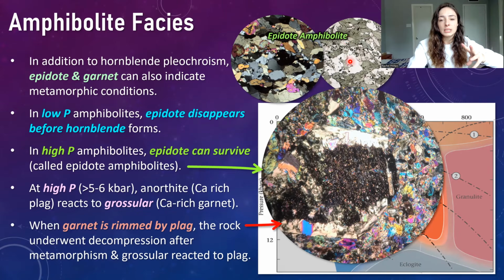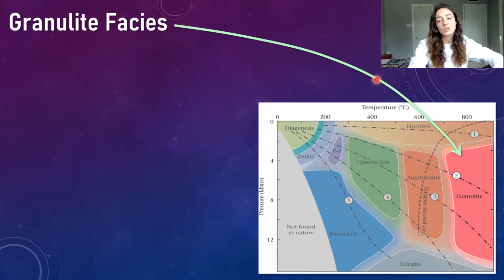Definitely the green stuff in plain polarized light is hornblende. Next, we have the Granulite Facies, which over here you can see is the highest temperature metamorphic facies.